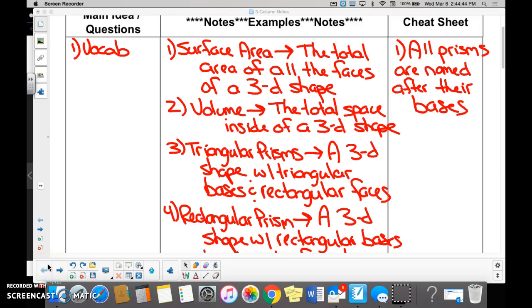10.9 Surface area and volume of prisms. I can find surface area and volume of prisms.